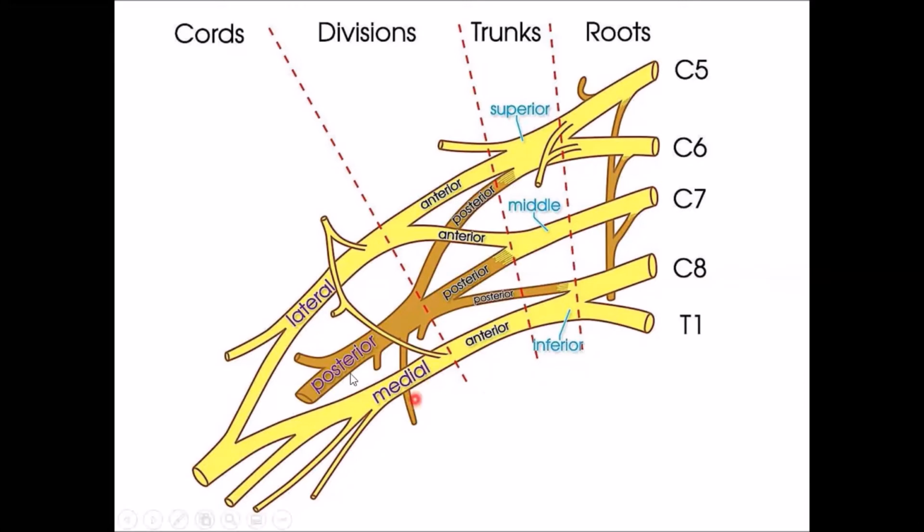This can easily be asked in multiple choice questions and in viva questions. So again, in this picture, you can see this is the lateral chord, this is the posterior chord, and this is the medial chord. The lateral chord is formed by the anterior division of the superior and the anterior division of the middle trunk. The medial chord is formed by the anterior division of the inferior trunk, and the posterior chord is formed by the 3 posterior divisions of the 3 trunks. And they are named in relation to the second part of the axillary artery in the axilla.